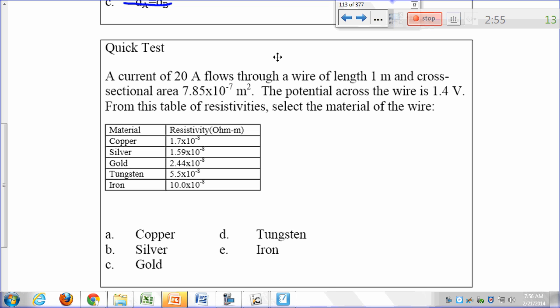About 15 more seconds, 20 seconds or so. I'll stop at 310, 310.